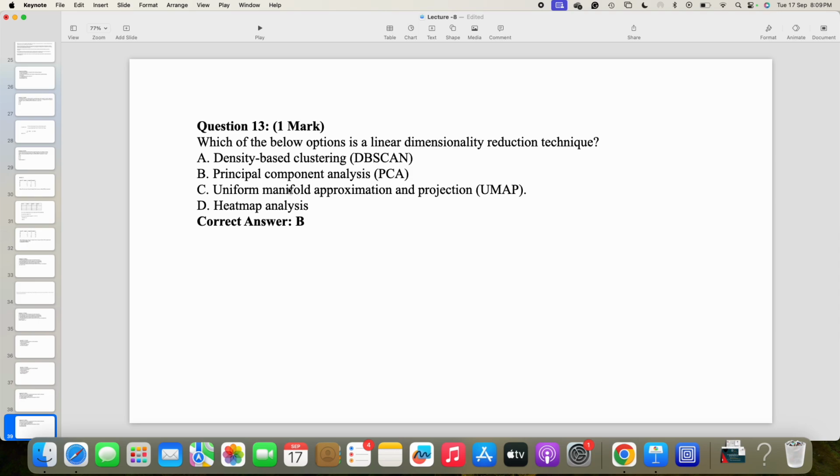Uniform manifold approximation can be used, right? Because our data is a multi-dimensional data. For the uniform manifold approximation, it can be used, but it does not cover most of the variation, and it is not used for linear reduction of the multi-dimensional data. Okay.